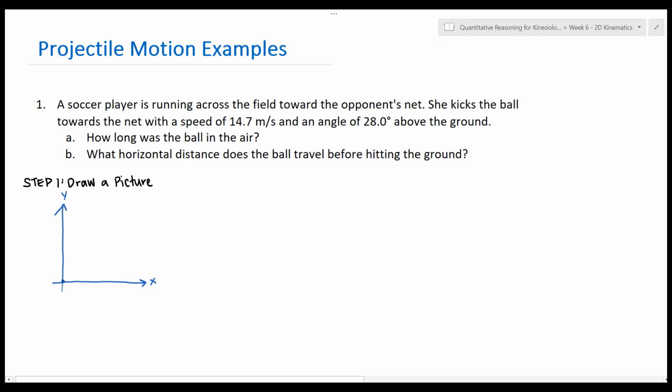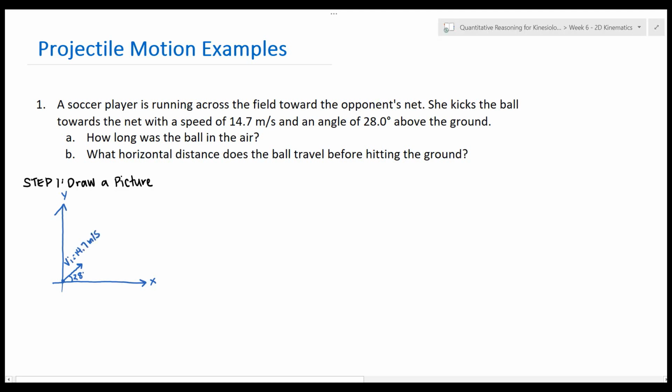And she's kicking the ball towards the net with a speed of 14.7 meters per second at an angle of 28 degrees above the ground. So that looks something like this. This angle here is 28 degrees. This is the initial velocity, which is 14.7 meters per second.